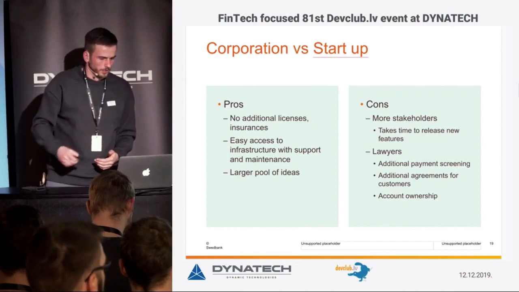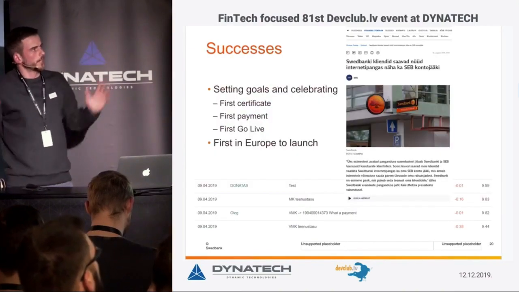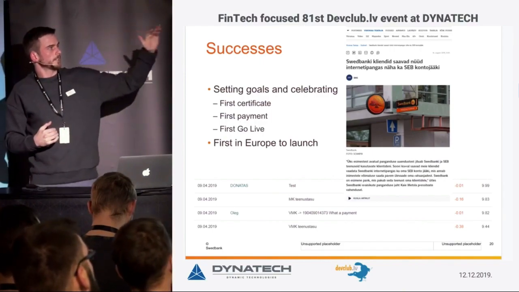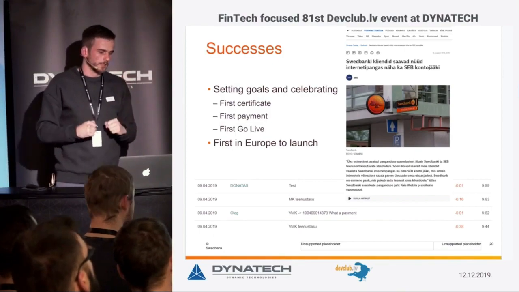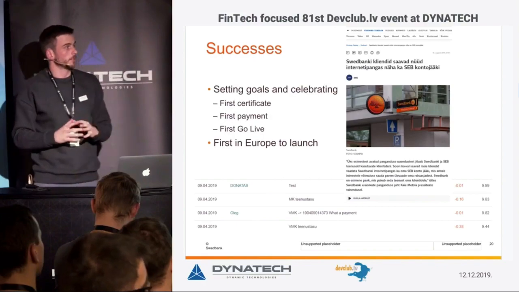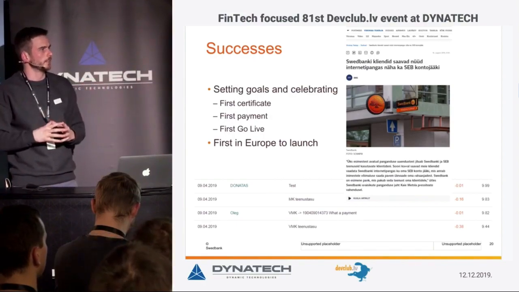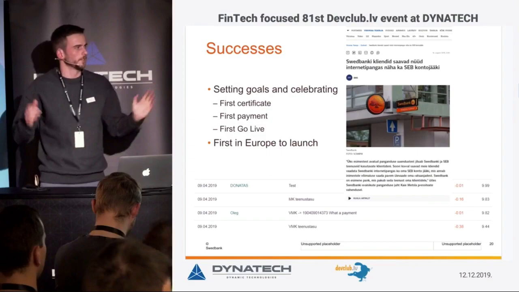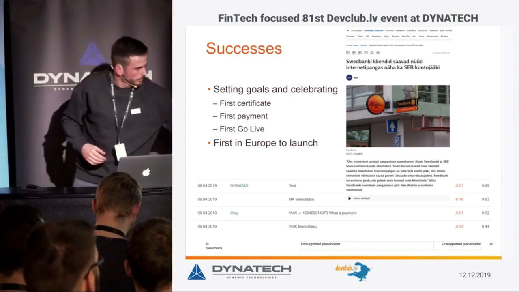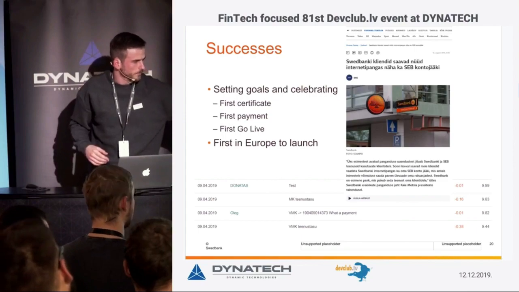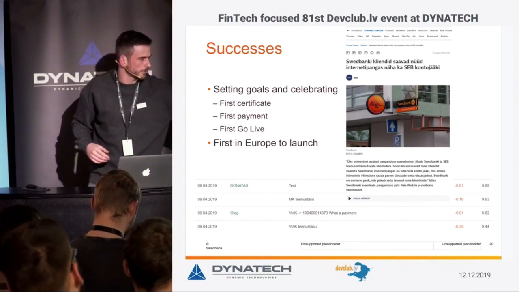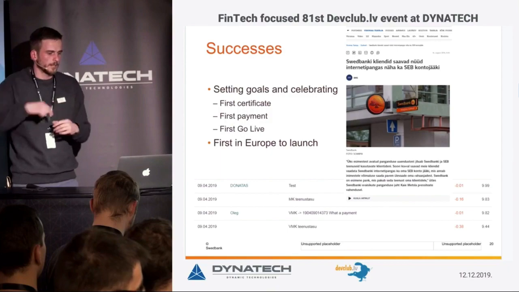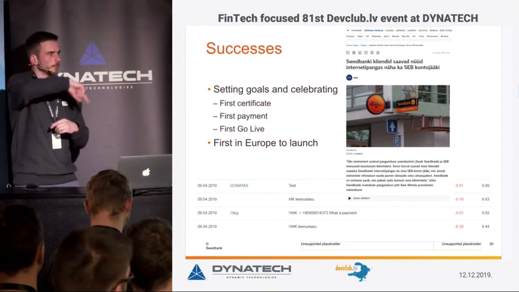So after all those challenges, a lot of challenges, we had some great moments. We tend to set goals and then celebrate when we reach them. The three main celebrations that we had: first, certificates. As I said, it took us half a year, so we celebrated with pizza. And the first payment, actually two payments. That's the first local payment. It was done April 9th this year, using Swedbank's API. We integrated our own API and did it kind of going outside and then inside.